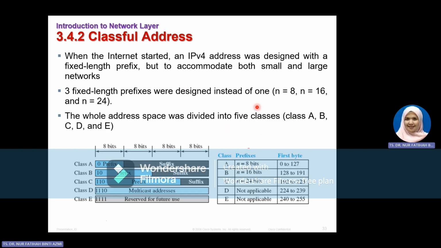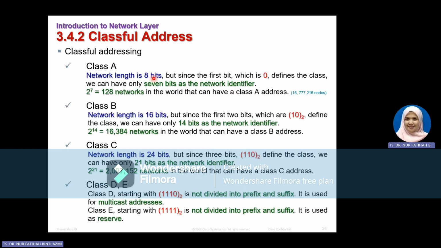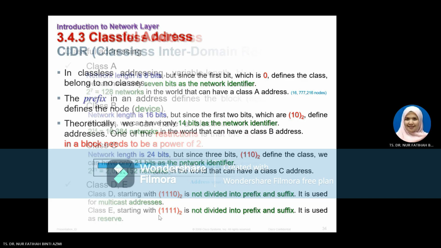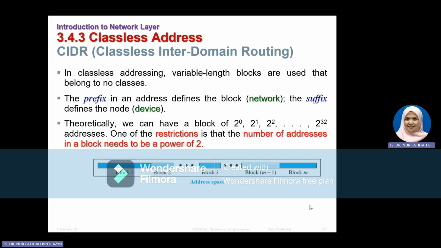The problem with this class system was the wastage. For example, many organizations got more IPs than they needed. To address these cons, we now move to the classless address. So this is the example of the classful address. The classless address is normally known as CIDR, classless interdomain routing.